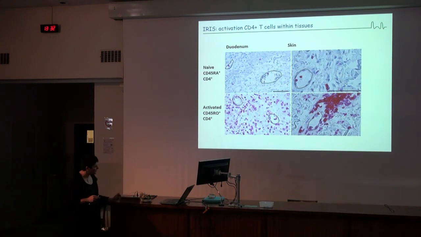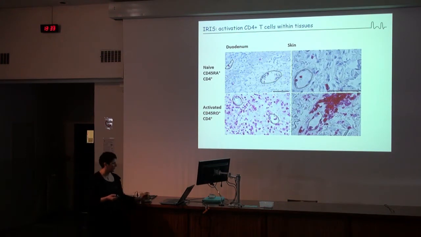And these activated effector T cells then invade the tissues which are affected by IRIS. We see that here in the duodenum, for example, we have a huge amount of activated T cells in active IRIS. And also in the example where the skin is monitored, there are almost no naive T cells in the tissue, but a really high amount of activated effector T cells that invade the tissue from the capillaries and induce inflammation.